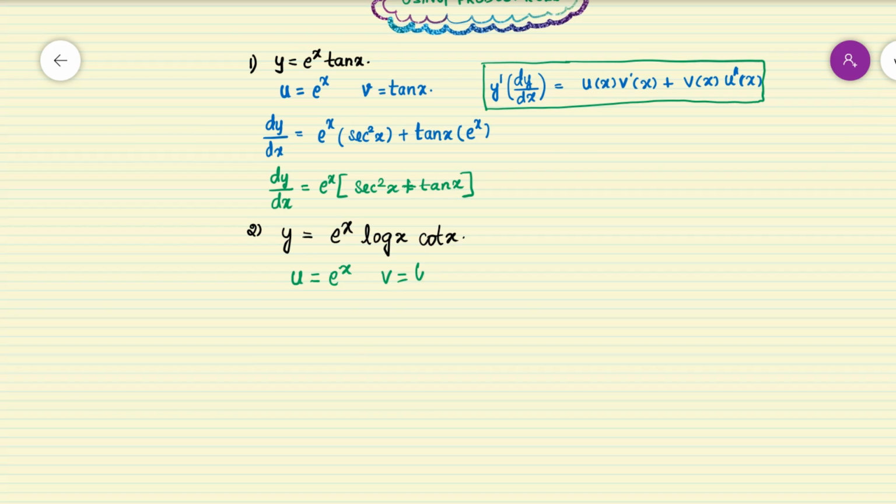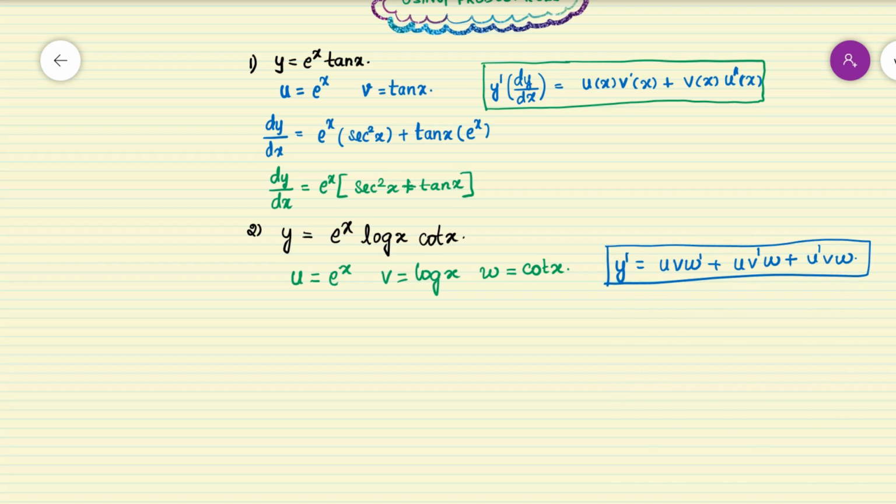So when x is in two forms, that is, see now it is in three forms, that is e power x, log x, cot x. So you can't directly use the formula for e power x alone or log x alone. That is why we are using this product rule. When it is in the product combination, we have to use this formula, that's all.